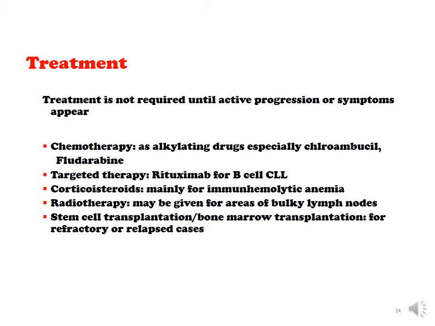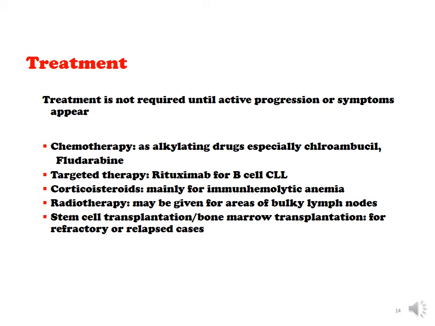We are going to adopt the strategy of wait and see. You are just going to follow up the CBC of the patient and wait to see if any of these criteria start to appear, or if the patient's absolute lymphocyte count starts to double rapidly, in 2 months or 6 months. That's going to be considered an indication for treatment in some cases.